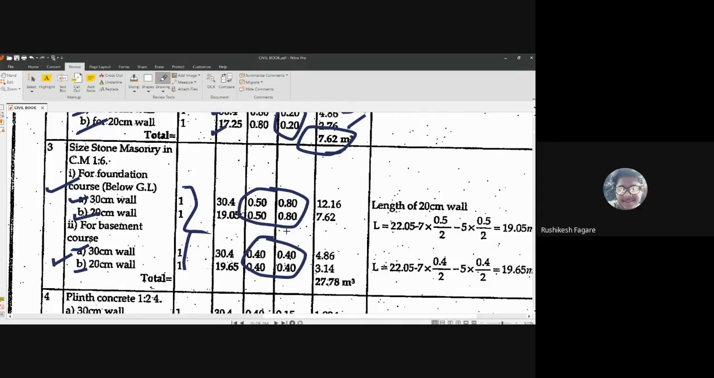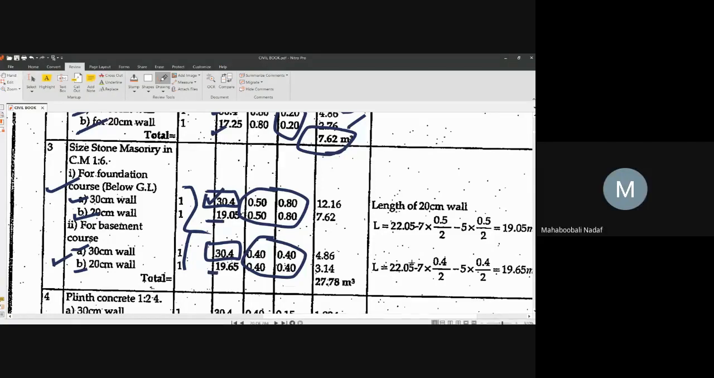Yes, correct. As you know, a 30 centimeter wall has no junctions. So wherever the 30 centimeter length is there, you are writing the original length only, no correction. Here also in the second footing, 30.4, you are writing it as it is. Only there is a change in the 20 wall.